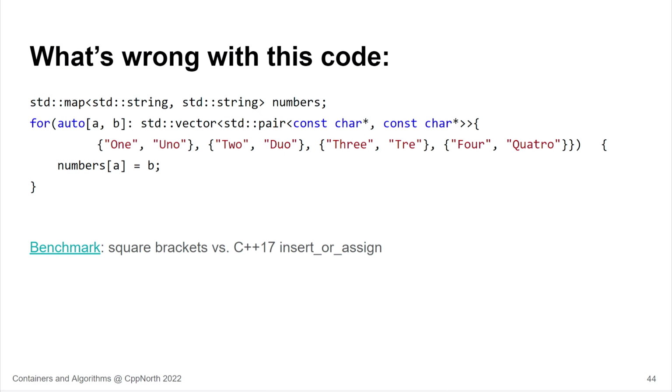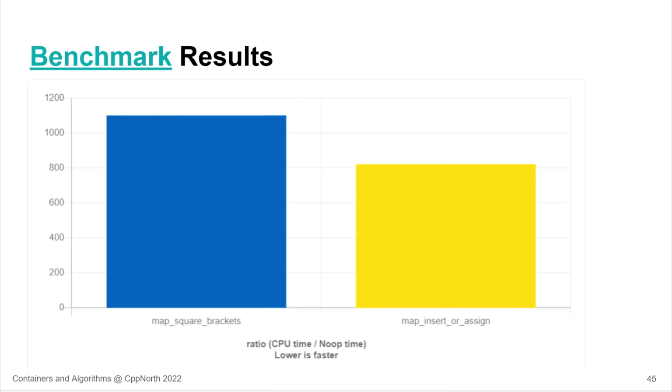In C++17, you may want to use insert or assign. And again, in some cases, like small string optimization, the difference would disappear. But in some cases, it would not. And again, it depends on your key.